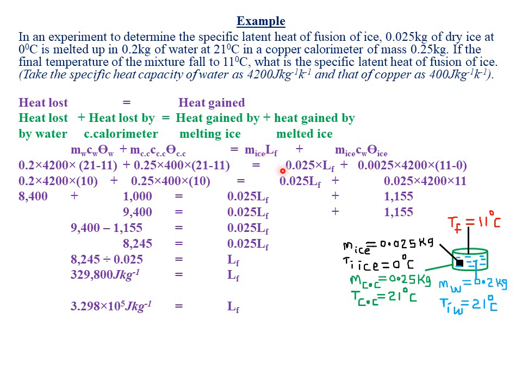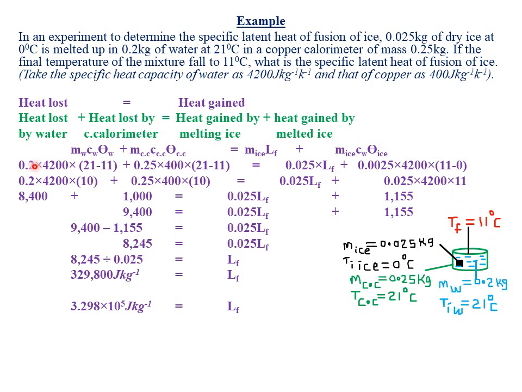Then mass of ice we were given as 0.025 kg. Then specific latent heat of fusion, that is what we want to find. Then plus the mass of ice, of course, is 0.025 kg times specific heat capacity of water, which was 4,200 joules per kilogram per Kelvin, multiplied by the change in temperature for the ice. Initially, the ice was at 0 degrees Celsius, then the final temperature of the mixture was 11. So the change in temperature for the ice will be 11 minus 0.